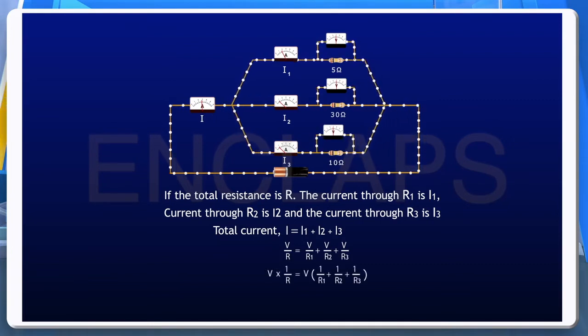Total current I is equal to I1 plus I2 plus I3. V by R is equal to V by R1 plus V by R2 plus V by R3. V into 1 by R is equal to V into 1 by R1 plus 1 by R2 plus 1 by R3. The total resistance or the effective resistance: 1 by R is equal to 1 by R1 plus 1 by R2 plus 1 by R3.